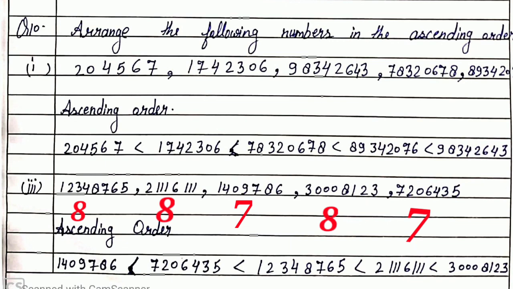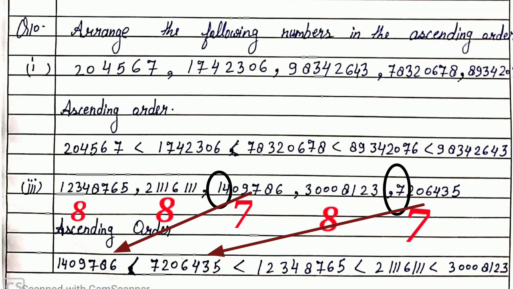So now we will see the 10 lakh place. Now which number is smaller here? So this number is smaller, 1 is given and 7 is greater. So first this number will come, then this number will come.